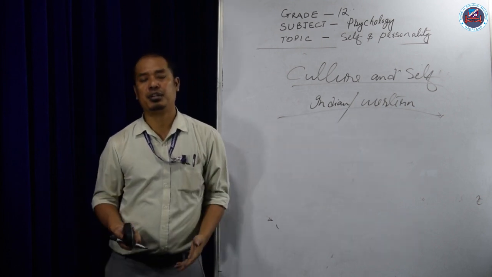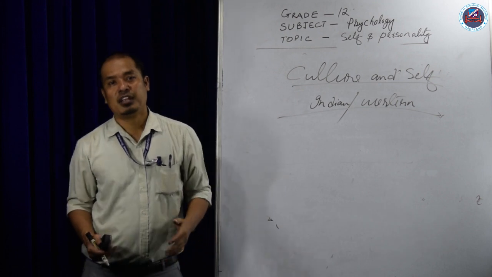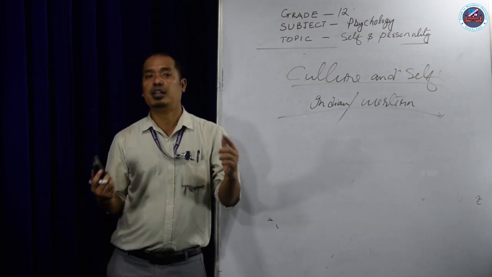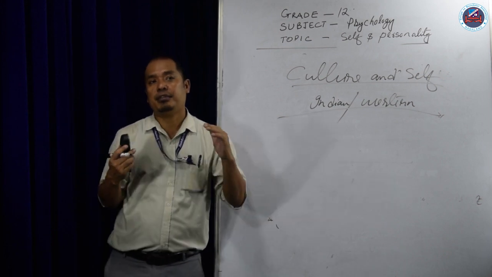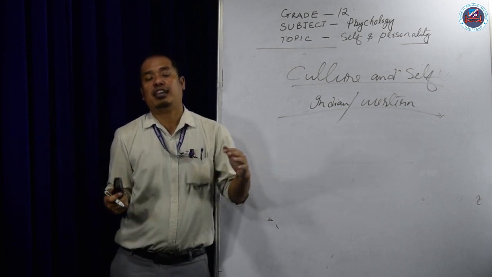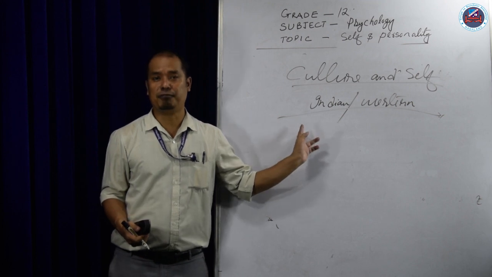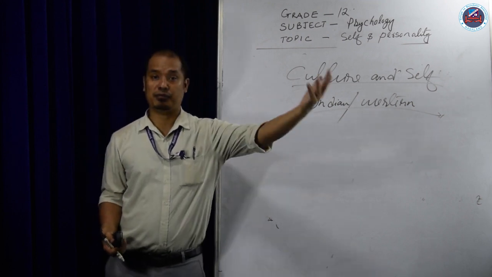Suppose in Indian culture, whenever the marriage takes place, marriage is not between only the husband and wife. The marriage is between the 2 families. So you could see there is no individualism in the Indian culture when it comes to self. Self means you are with the other members of the group.